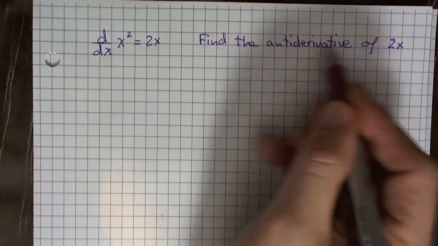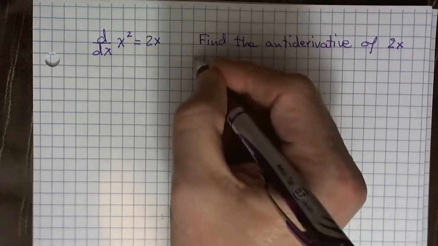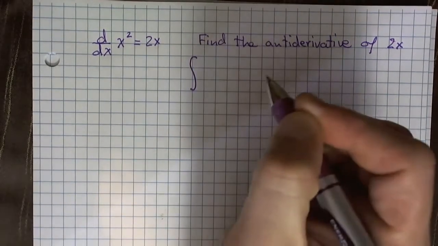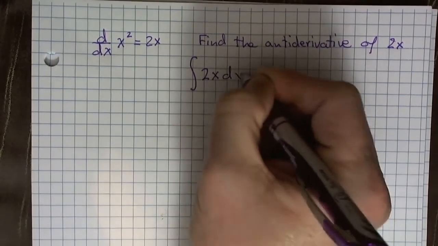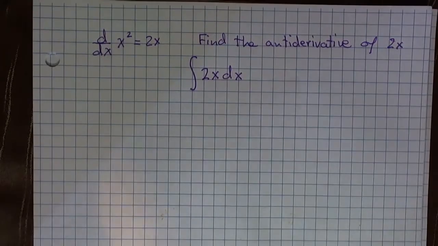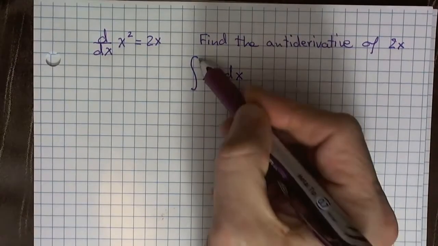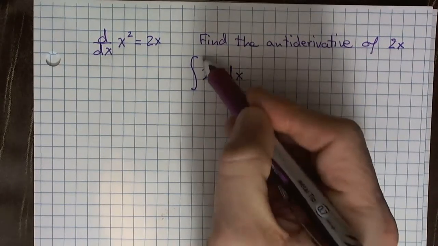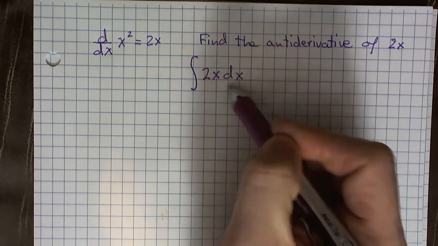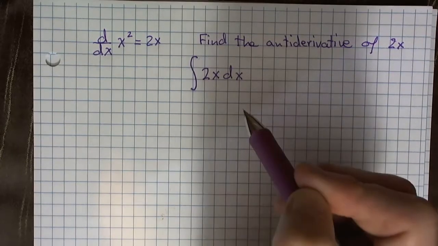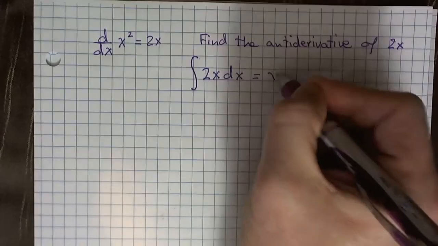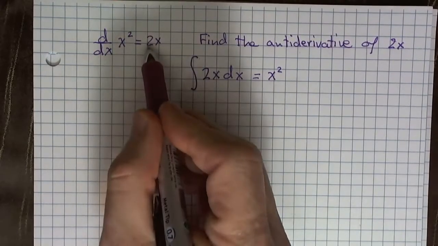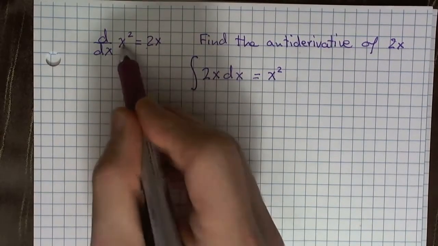But the way we would ask a question like this, the way we would write it, is we would use this integral symbol. And we would just put a 2x in here and then a dx here. So notice, it's a lot like the definite integral, except it doesn't have the limits of integration. So we say this is an indefinite integral. And the answer to this problem right here is going to be x squared. See? Because the antiderivative of 2x is x squared.